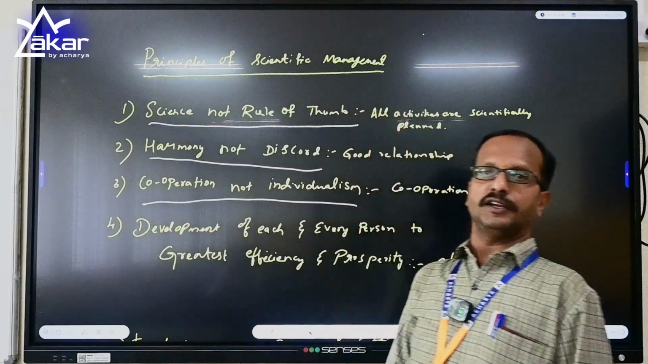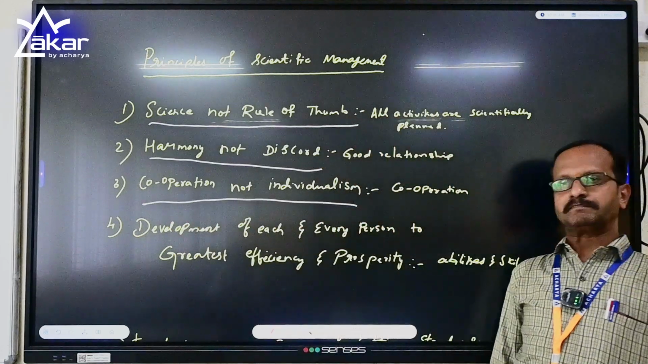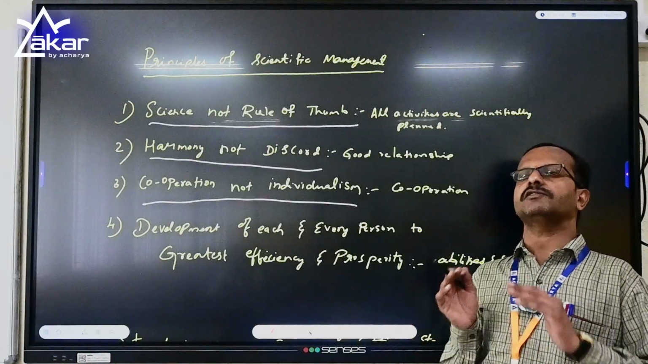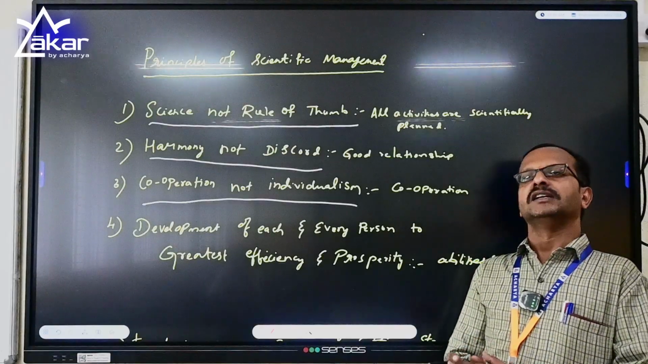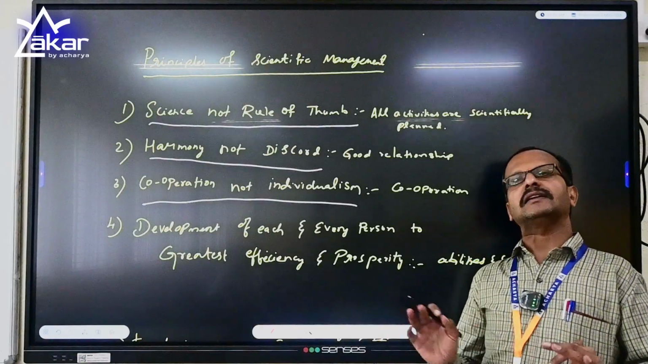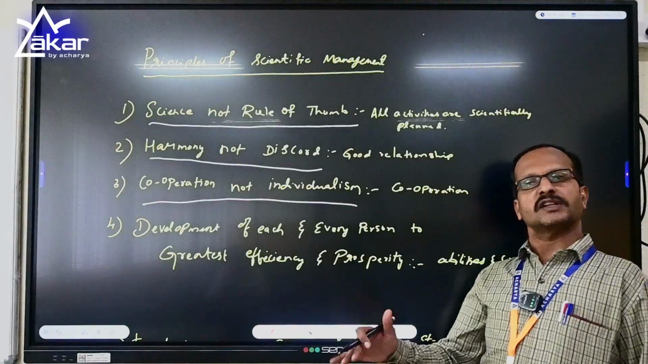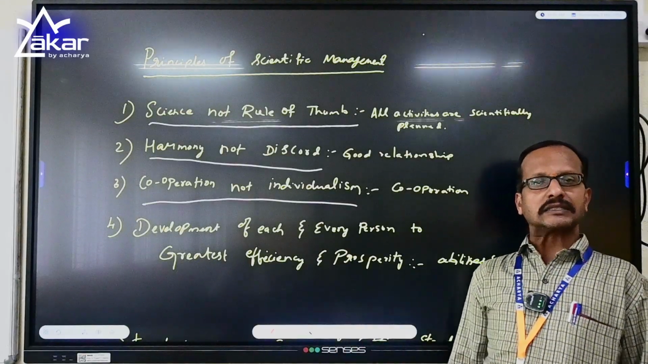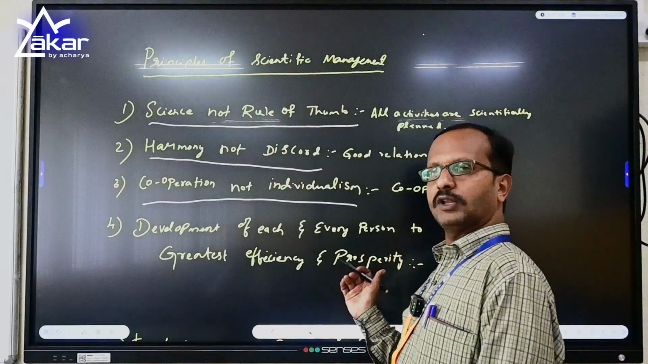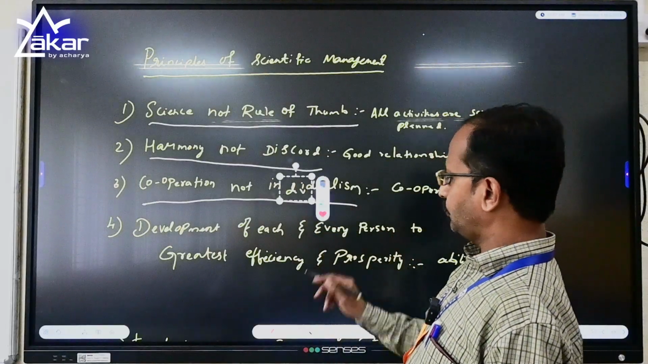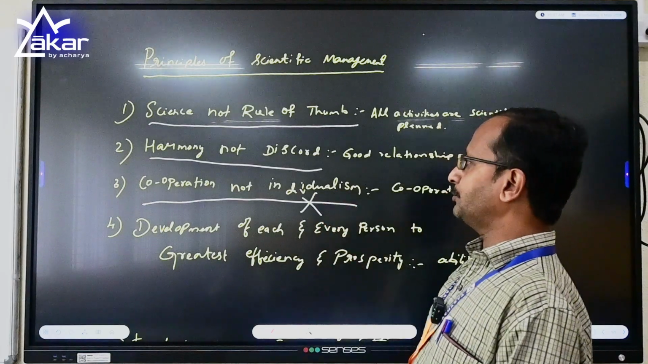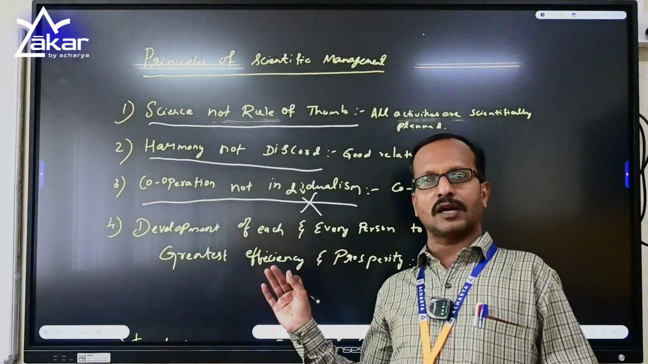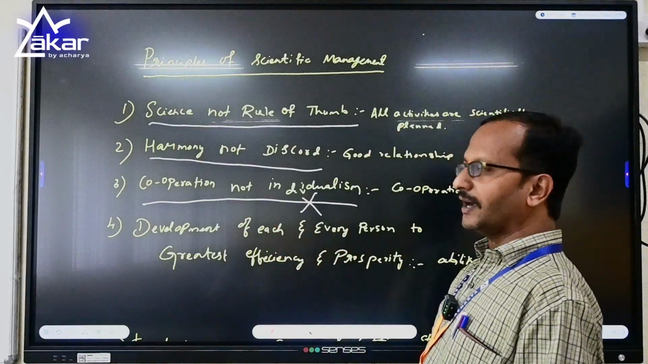Third one, cooperation but not individualism. So what is individualism? One man. Management never works that way. An organization will never achieve its organizational goals if there is no cooperation among the team members. There should be cooperation between the manager and the team members, and the team members to the managers and the top levels. Otherwise, you will not be able to achieve the goal. So there should not be any individualism and they should follow cooperation. So cooperation is very important according to F.W. Taylor, who has given the third principle.